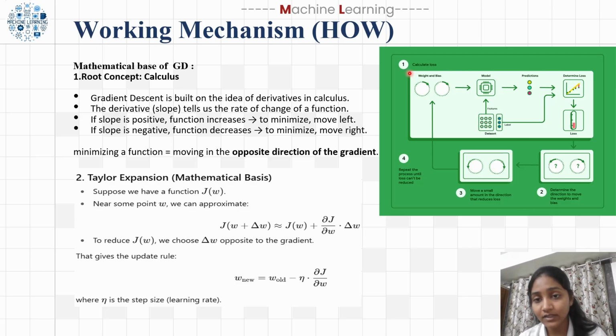The first step is calculating loss, the second step is determining the direction to move the weights and biases. I have already said that if the slope is positive, the function increases, so move left. If the slope is negative, then move right. Then move a small amount in the direction that reduces error is the third step, and the fourth is to repeat the process until loss can't be reduced. So we are going to repeat all these steps until our loss is going to be zero.